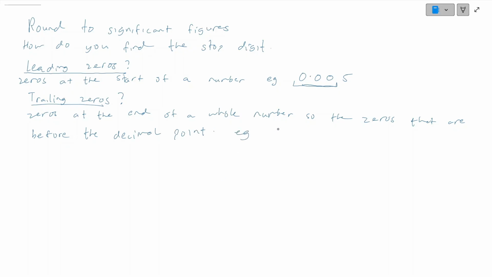For example, if we have the number 52,000, then these 3 zeros are known as the trailing zeros, the zeros at the end of this whole number. If we had a decimal here of .00, these are not trailing zeros. Now let me explain what significant figures are. These leading zeros are not significant. These trailing zeros, they may or may not be significant.